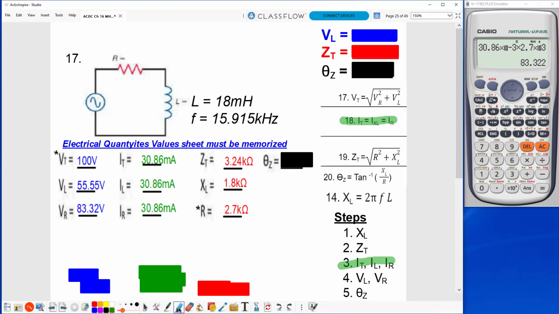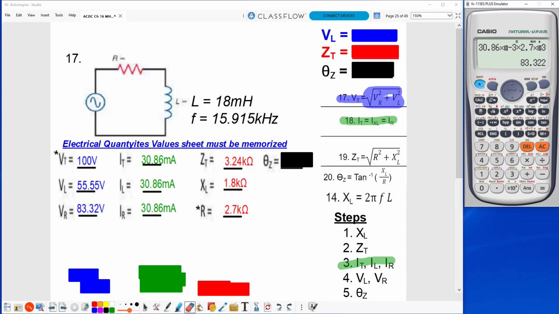83.32 volts. Now I want to point out to you that you cannot add VL and VR together to check the VT. If we look at Formula 17, it shows you that it's the square root of VR squared plus VL squared. And that is because the voltage is going through these two different components out of phase. All right, how much out of phase? Well, that's what theta Z is going to tell us. Theta Z tells us the phase difference.